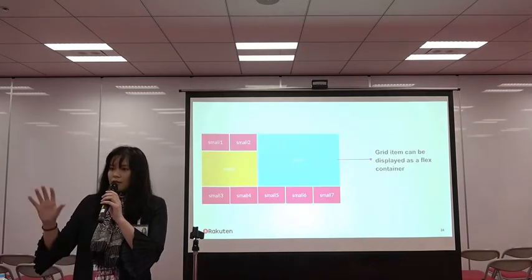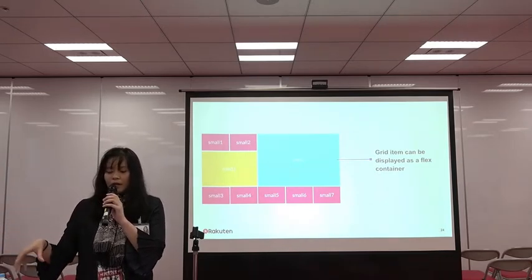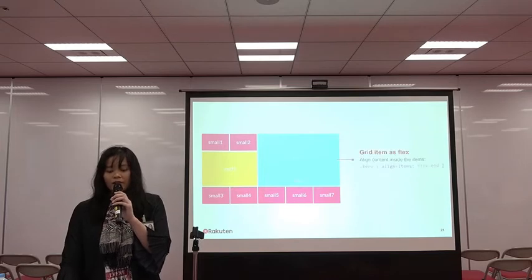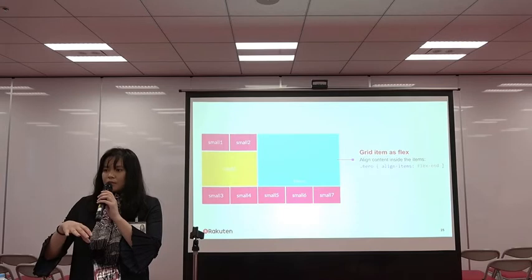In this case, you can use CSS Grid in order to arrange the rows and columns of your layout. If you want to arrange the elements within those rows and columns, this is when you use CSS Grid.